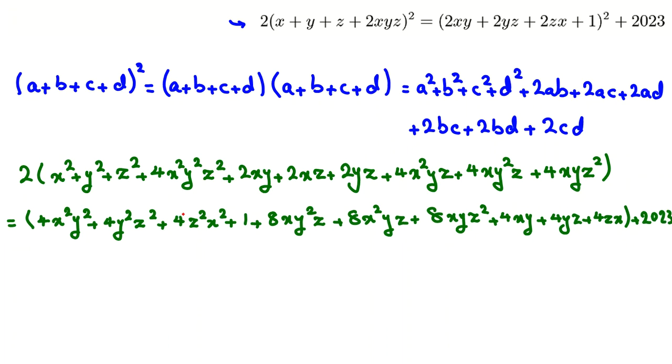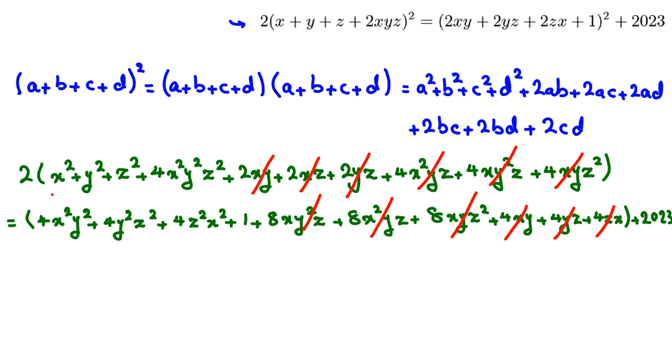Now, let's cancel the common terms. So, 2 times 2xy is 4xy, and here we have 4xy. 2 times 2xz, we have 4xz, here 4zx. 2 times 2yz, 4yz, 4yz. We've cancelled 2 times 4x squared yz, 8x squared yz. We cancel x squared yz with this. 2 times this is 8xy squared z, 8xy squared z. Here 8xyz squared, 8xyz squared.